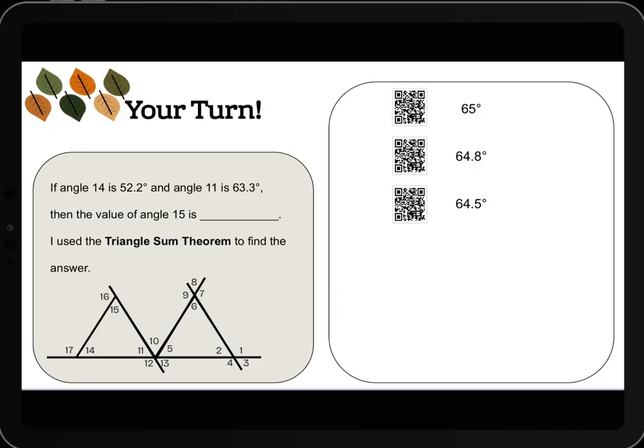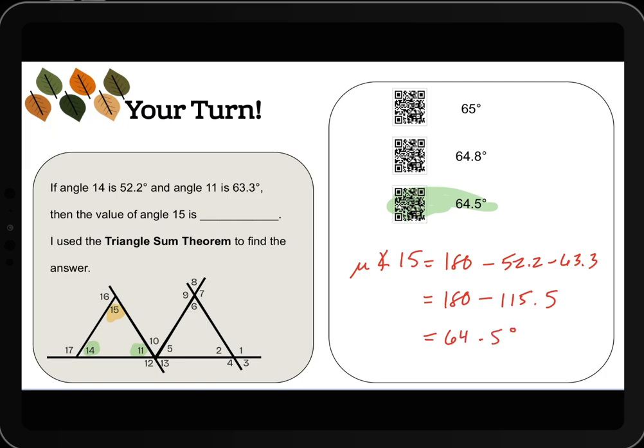So looking at this example, you can try the triangle angle sum theorem out. In this case, you should have arrived at 64.5 degrees. The two angles that are known in the triangle are here and here, and we're missing the angle highlighted in orange. So the measure of angle 15 is equal to 180 minus the two angles that I know of in the diagram. So that's 180 minus 115.5, and that is 64.5 degrees. So that is the degree value for the measure of angle 15.